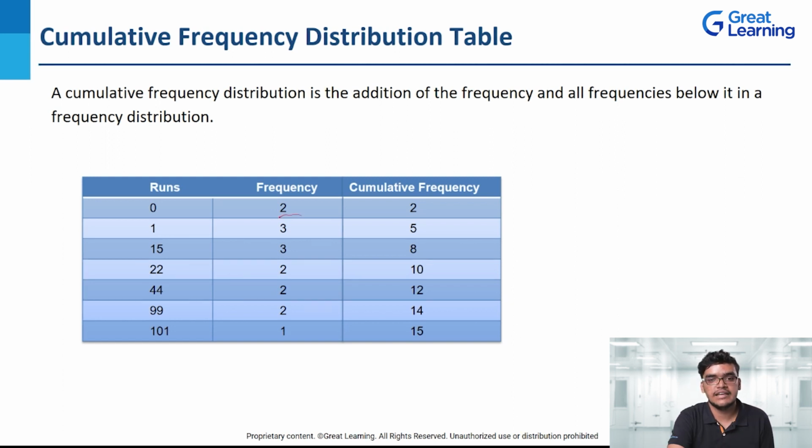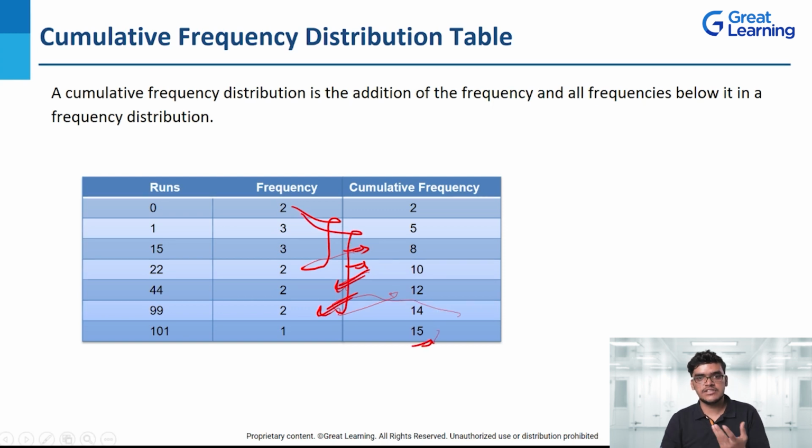Here, I have the frequency as 2, so there are 2 players who have scored 0 runs. So the first cumulative frequency will be 2. As you go down, the frequency will be added: 2 plus 3 will be 5, so the cumulative frequency is 5. Similarly, going down, 5 plus 3 will be 8, then this will be 10, then 10 plus 2 will be 12, and again 12 plus 2 will be 14. In this way, cumulative frequency will be added, and at last you will get your final answer as 15. This is the basic idea about cumulative frequency. You have to keep only one thing in mind: while going down, the frequency will be added.